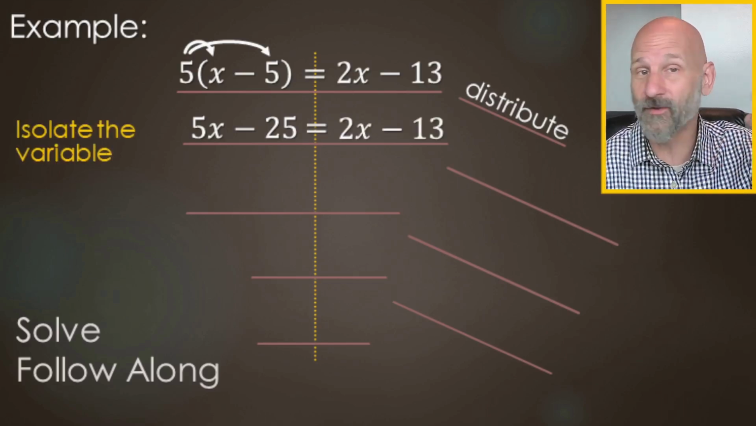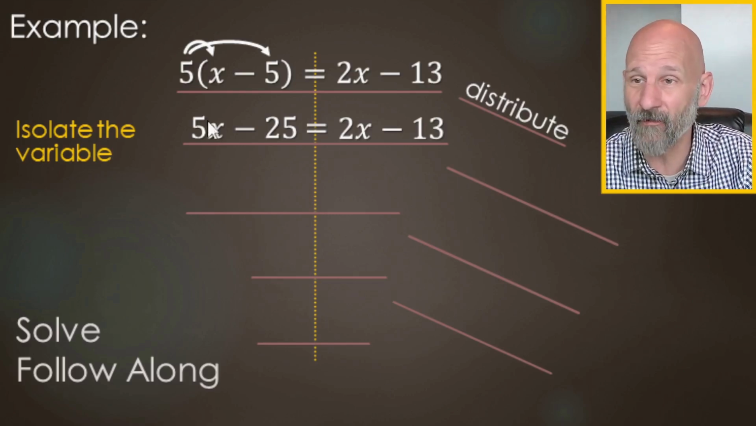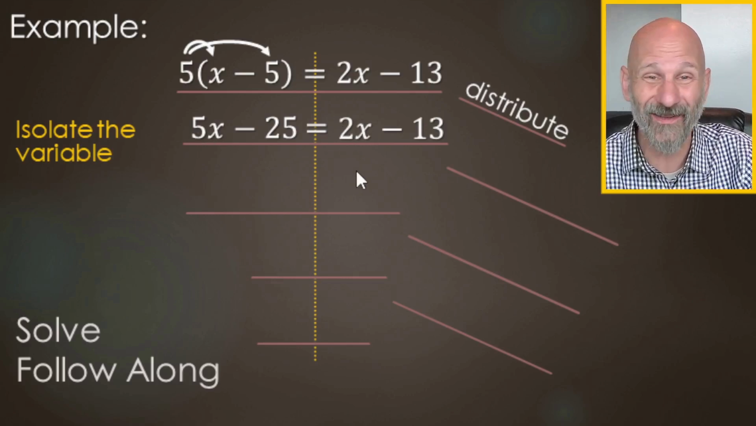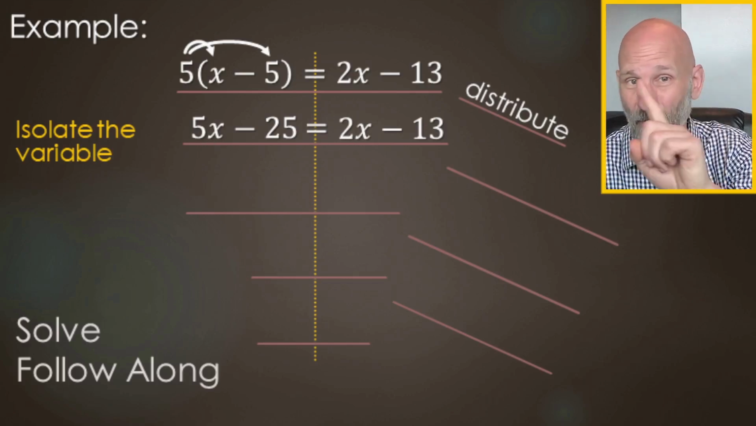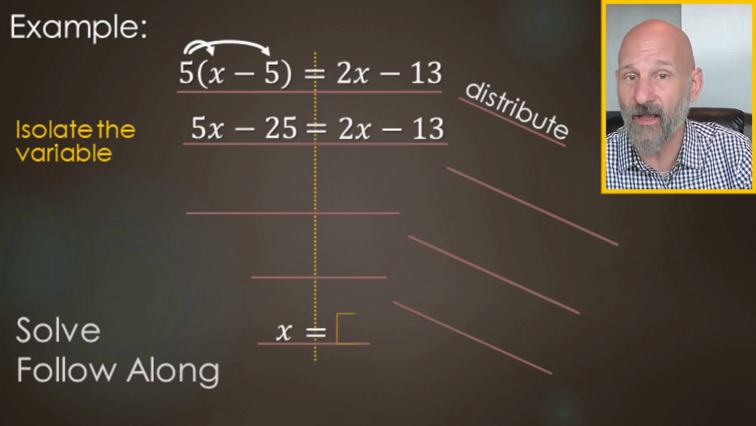Now that we have both sides simplified, now we do isolate the variable. So if we notice we have 5x on the left and 2x on the right-hand side, we have x's on both sides of the equal sign. So we don't want that. We just want x's on one side or the other.